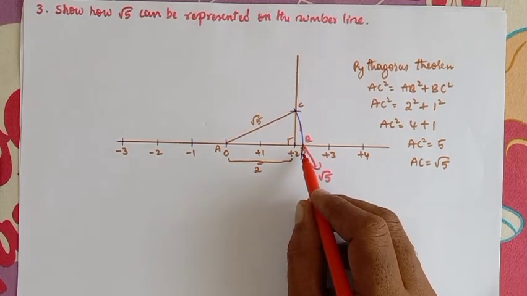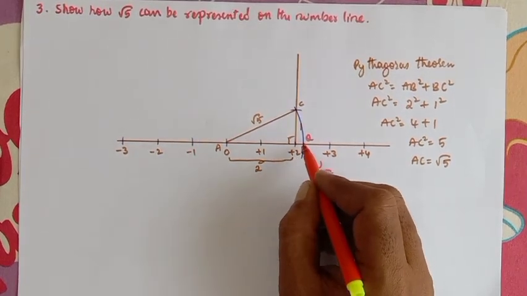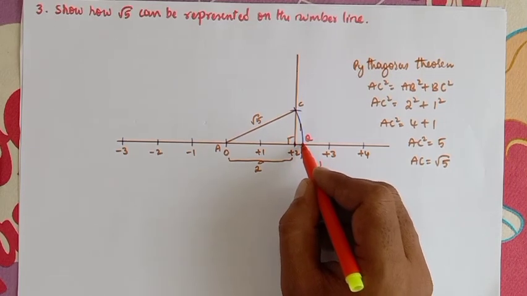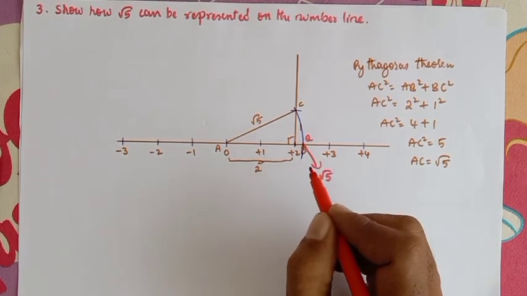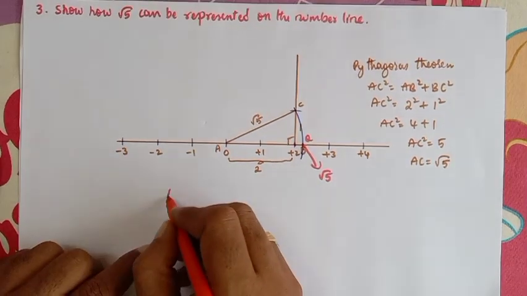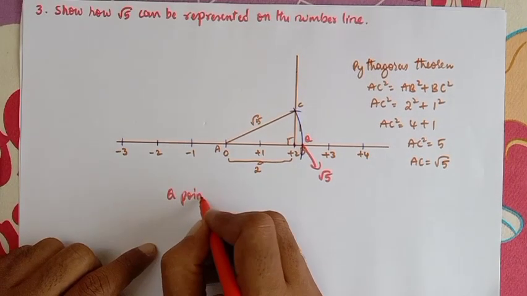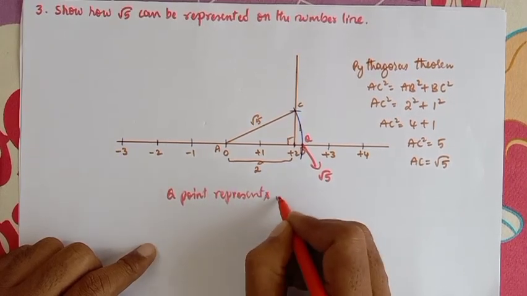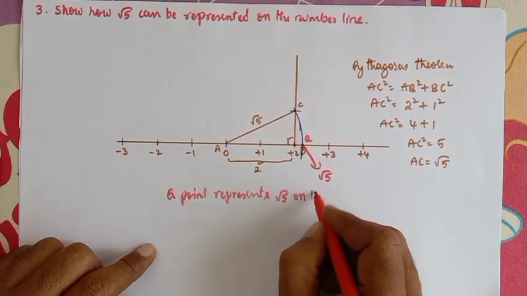Here B is there. Okay, don't get confused. This point is Q, whereas this point is B. This point Q is the root 5 point. Point Q represents root 5 on the number line.